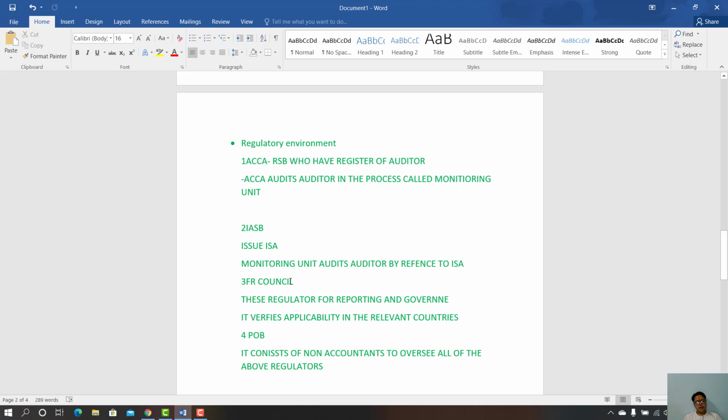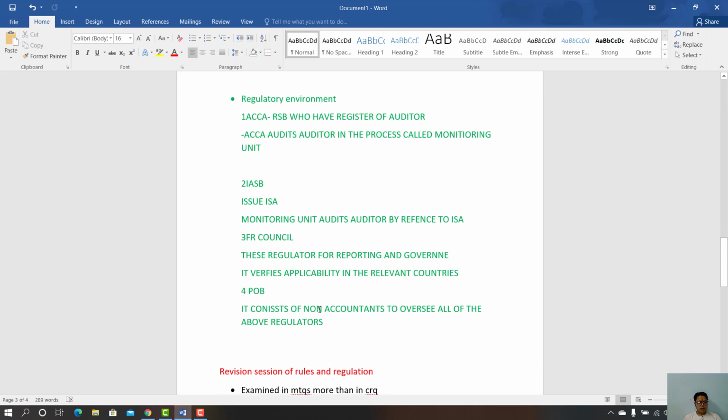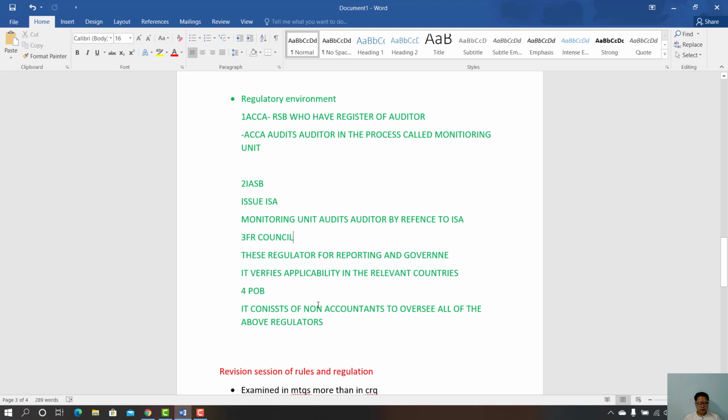Third, the Financial Reporting Council. The Financial Reporting Council is the regulator for reporting and governance. It verifies applicability in the relevant countries. Fourth is the Public Oversight Board, POB. It consists of non-accountants to oversee all of the above experts. And you should know that in professional standards, the purpose is to serve the public interest, strengthen the worldwide accountancy profession, establishing and promoting adherence to high quality professional standards.